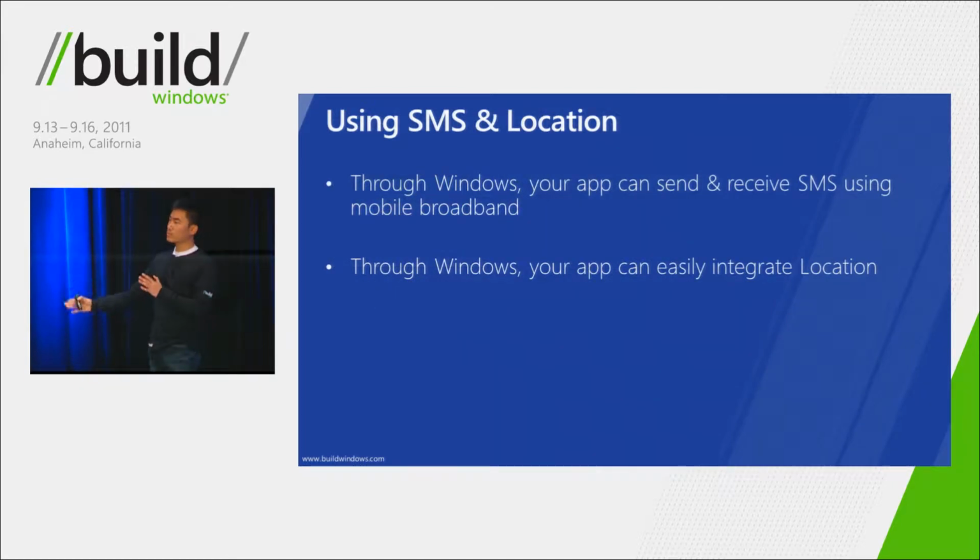All right, so what did we just see in that demo? We saw how in Windows, your app can send and receive SMS using mobile broadband. This is the same type of SMS message you send and receive with your cell phone. So of course, that means you need to have an SMS or text messaging plan for your PC to send and receive messages. And through Windows, your Metro-style app can easily integrate location as well.